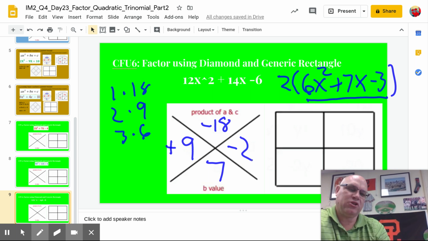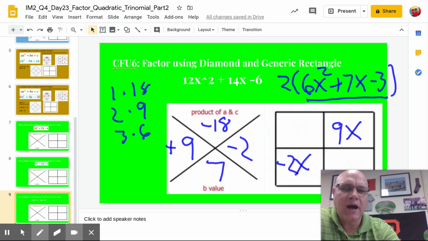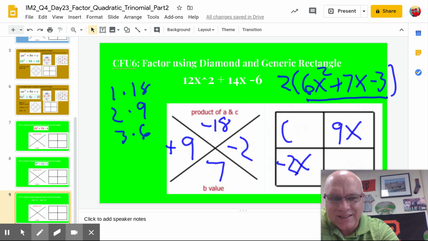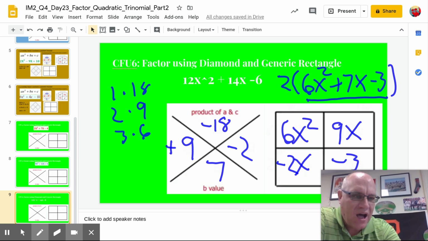All right, just double check. 9 times negative 2 is negative 18. Yep. 9 plus negative 2 is 7. Yes. So this box, we're going to make 9x. This box, we're going to make negative 2x. My first term is the 6x squared. Remember, not 12x squared. We're factoring this trinomial, not the original, because we pulled out the 2 already. And then my C value is negative 3, again from what we're factoring, not the original problem.